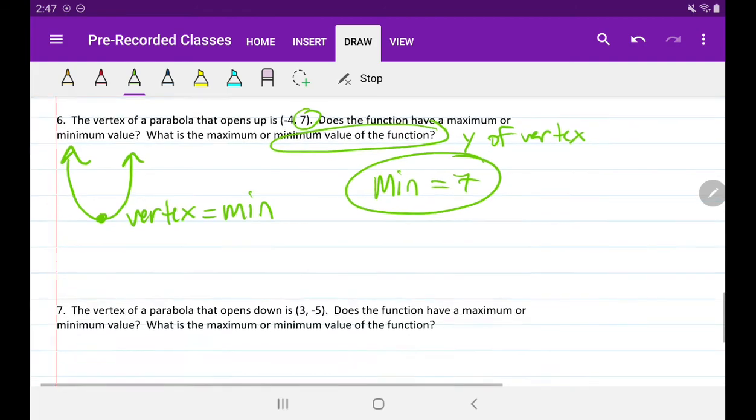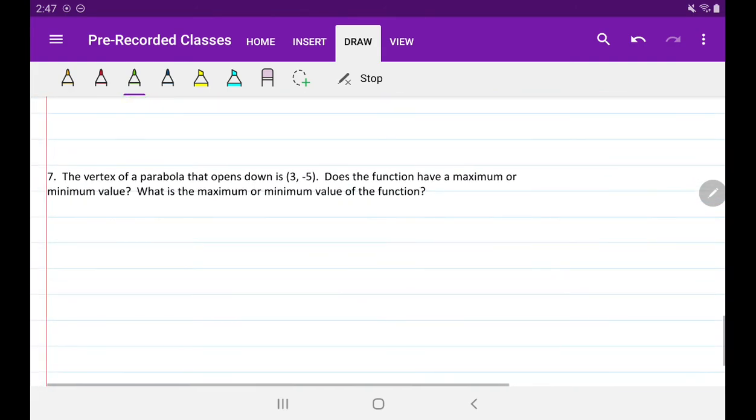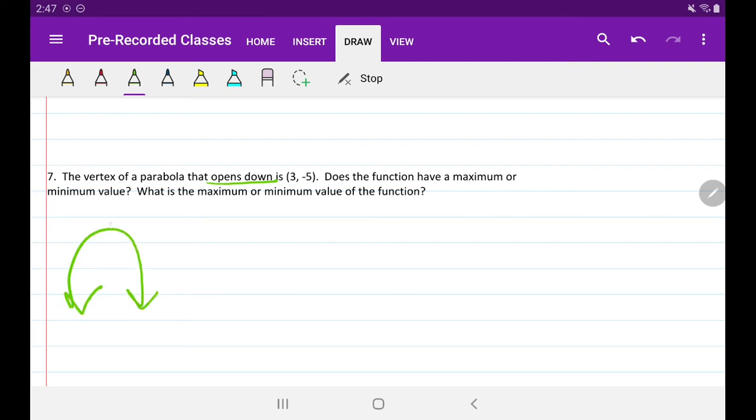And so number 7 is the same type of problem. So this parabola opens down, so we look like that, okay? So that means we're going to have a max. And so what is the max or min value of the function? Well, remember the y of our vertex, so we're going to be -5. So the answer to number 7 is a max, and it's -5.